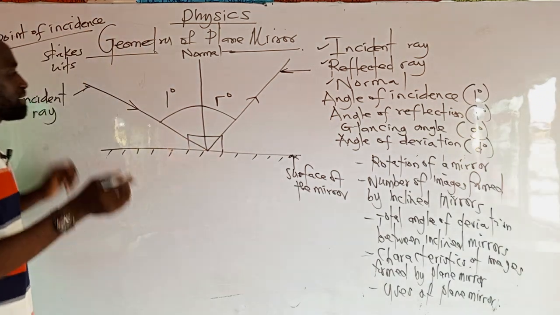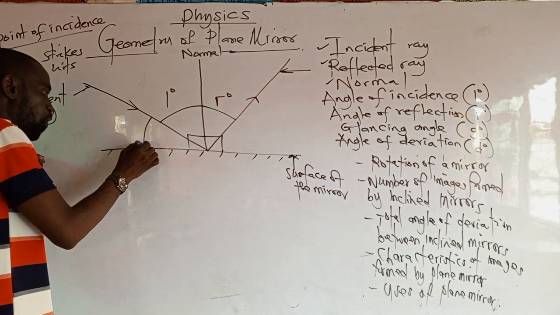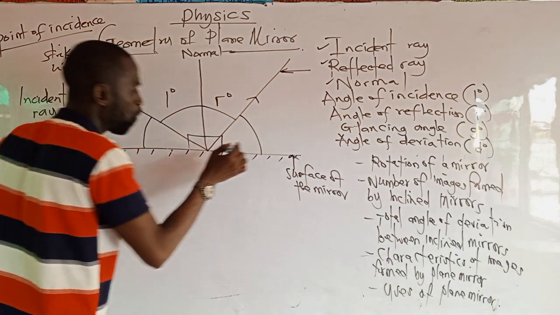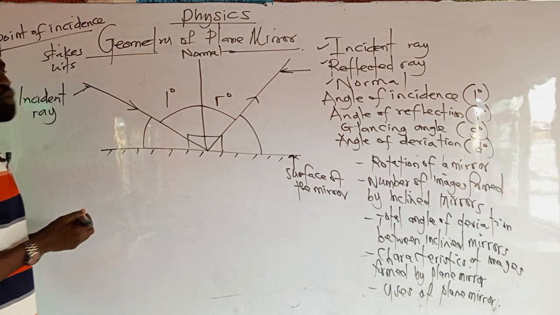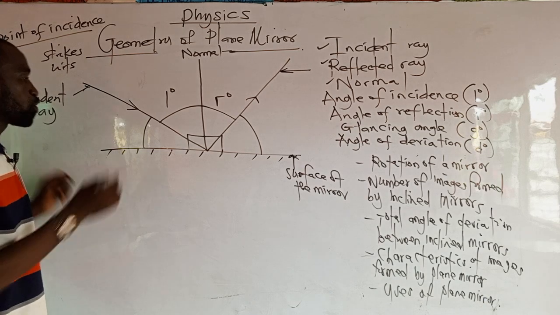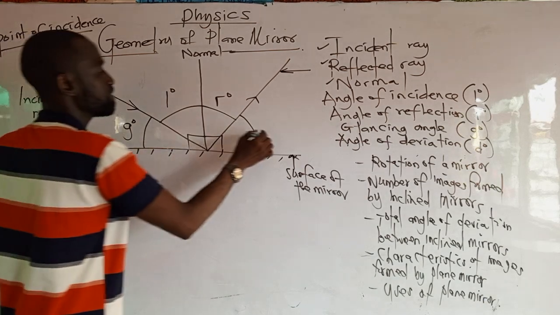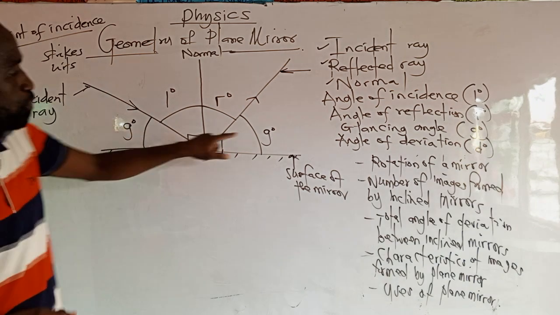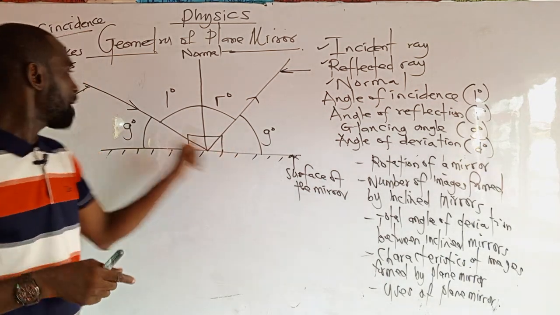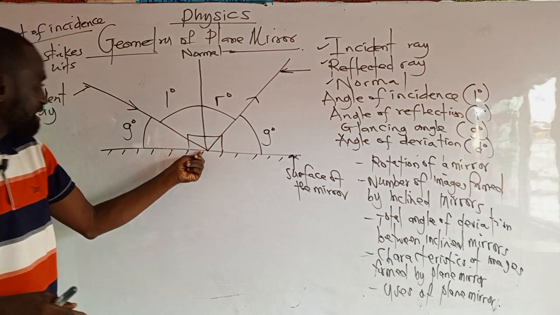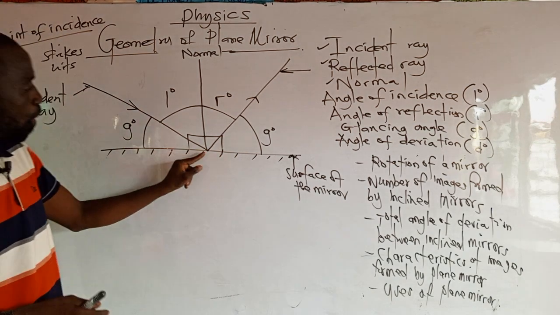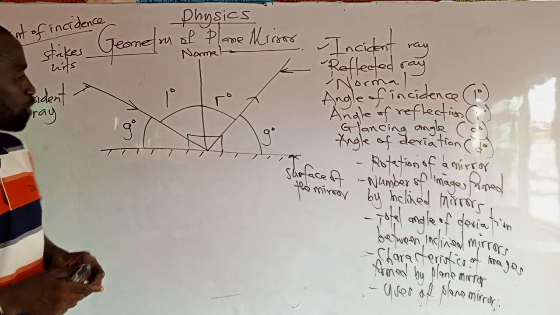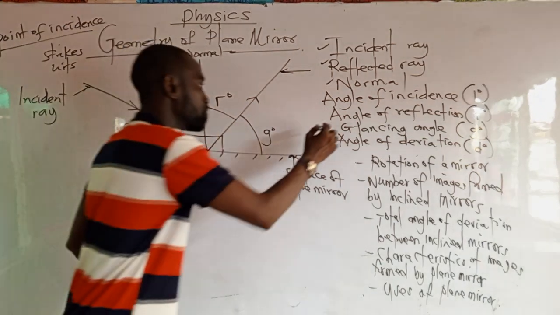And the angle between either the incident ray and the surface of the mirror, or the reflected ray and the surface of the mirror, is what we call glancing angle. So this place is G degrees. This glancing angle is the angle found either between the incident ray and the surface of the mirror, or the reflected ray and the surface of the mirror. We call it glancing angle. Are you with me?